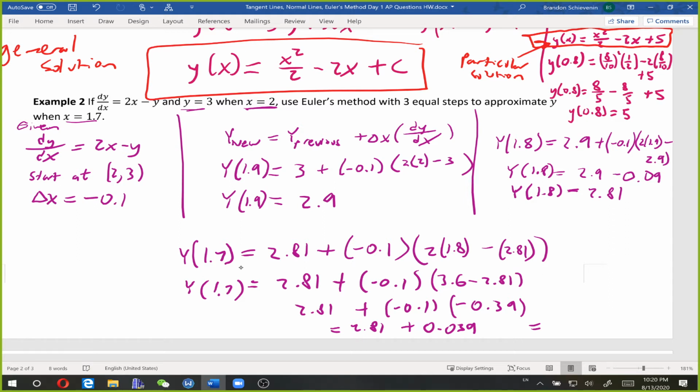Apologize again, I'm out of space. This is 2.8. Lost my place, sorry. 2.849. Okay. Okay, somebody check my addition. Are we okay?